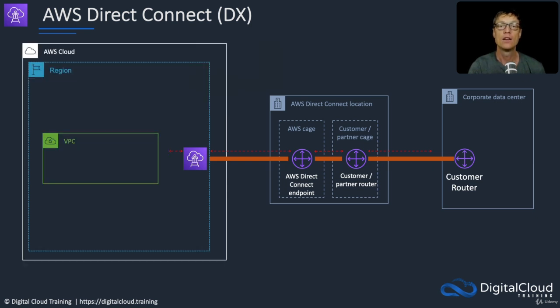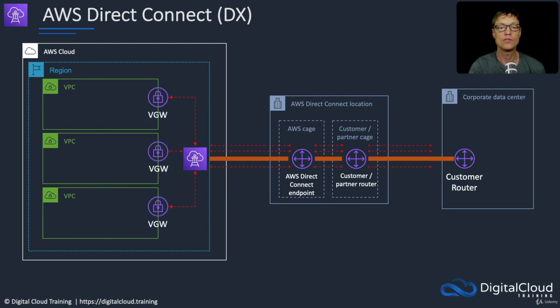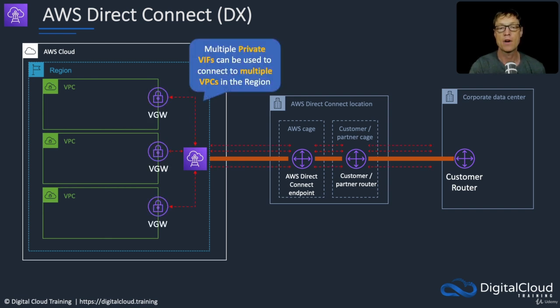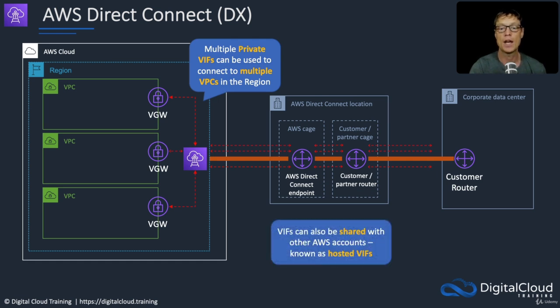So what if you have multiple VPCs in the region? Well, in that case, you can have multiple VGWs, and multiple private VIFs can be used to connect to those VGWs. So you're connecting to multiple VPCs. Each one is connected over a separate private VIF. VIFs can also be shared with other AWS accounts, and when you do that, it's known as a hosted VIF.